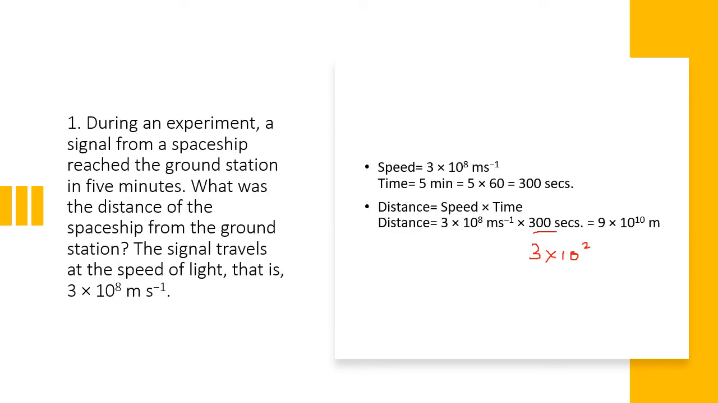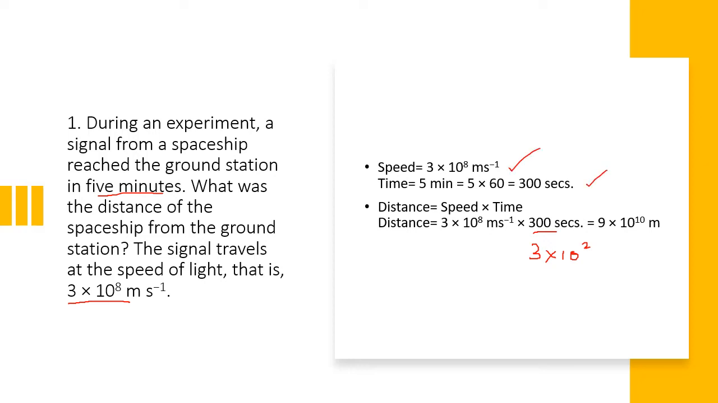First question. During an experiment, a signal from a spaceship reached the ground station in 5 minutes. What was the distance of the spaceship from the ground station? The signal travels at the speed of light, that is 3 into 10 to the power 8 meter per second. So what are the given values? 5 minutes time period is given, and the speed of light, 3 into 10 to the power 8 meter per second. So speed is given, time period is given.